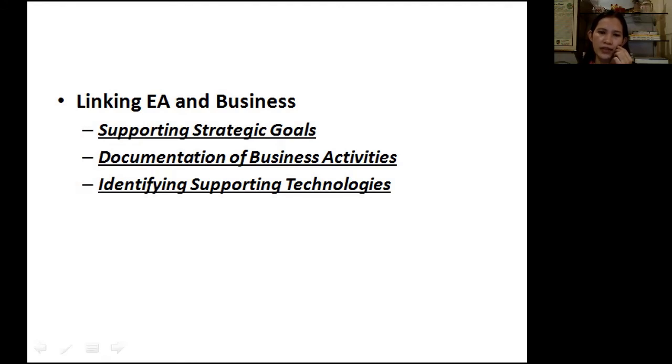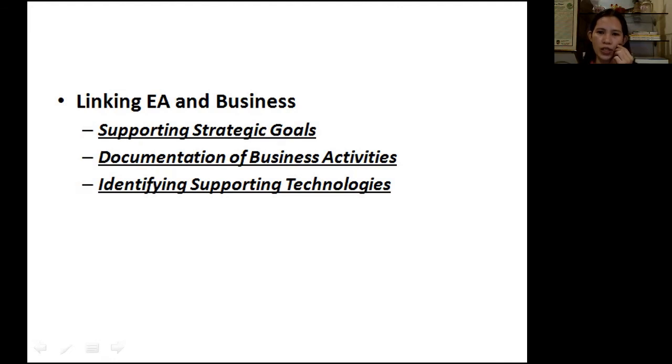Documentation of business activities. Documenting the creation and delivery of business products and services is important in supporting business process improvement, or BPI, and business process re-engineering, or BPR, projects, and in documenting business activities to show inputs, outputs, outcomes, and other elements of influence regarding each business process. It's also important to identify how business processes are linked to one another.